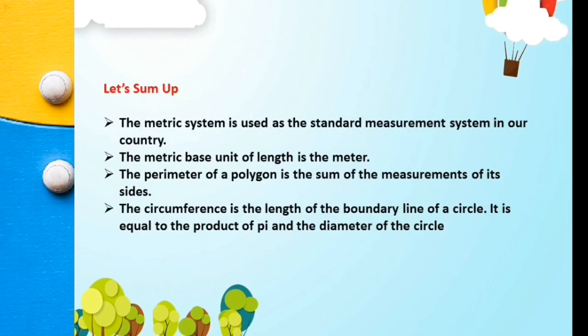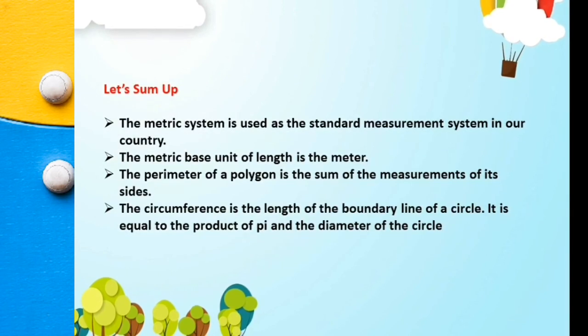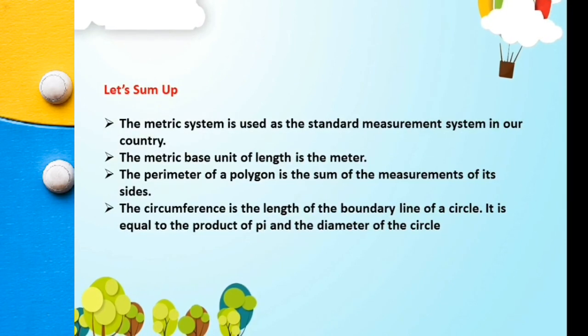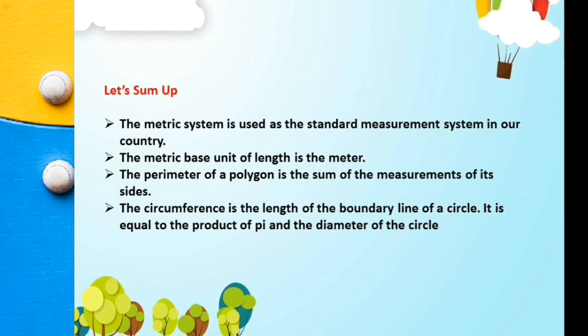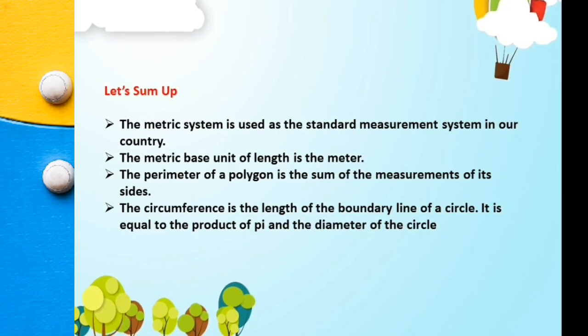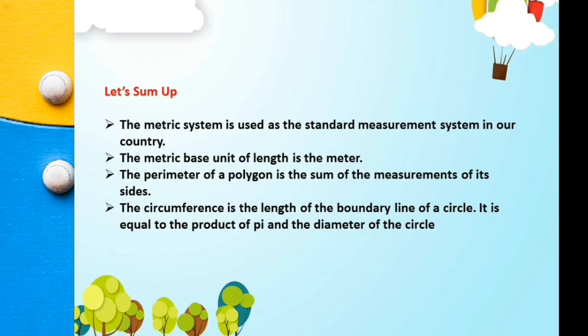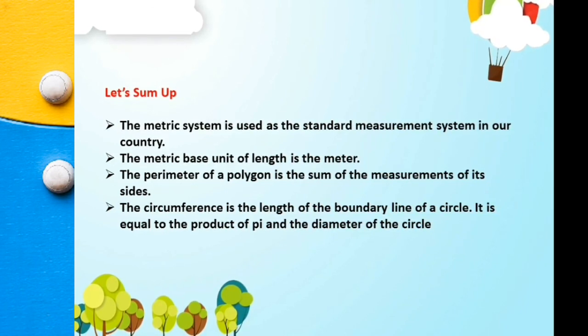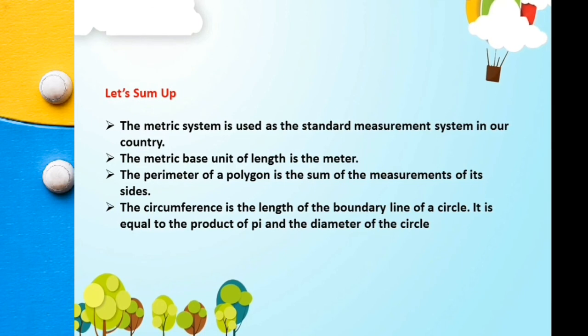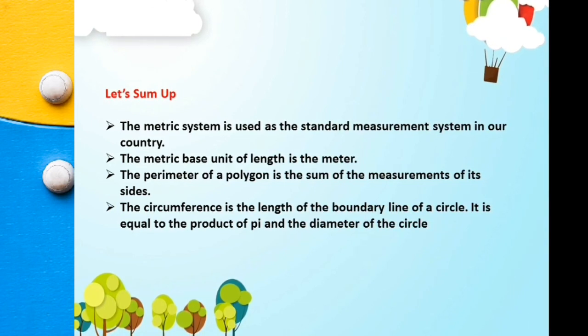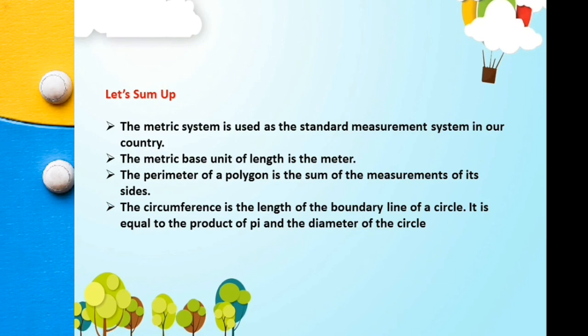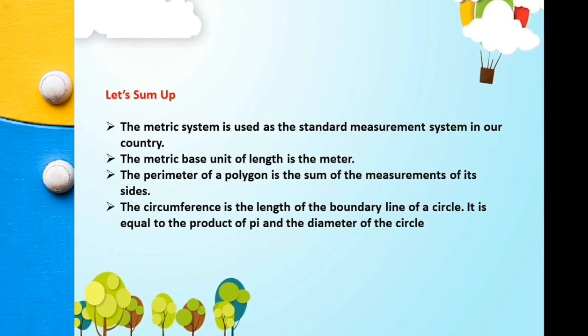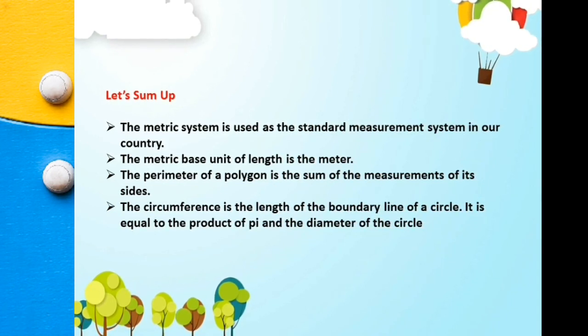So let's sum up. We have the metric system, which is used as a standard measurement system in our country. The metric base unit of measurement is the meter. The perimeter of a polygon is the sum of the measurements of its sides. And the last one, let's remember that the circumference, the length of the boundary line of a circle, is equal to the product of pi and the diameter of the circle.